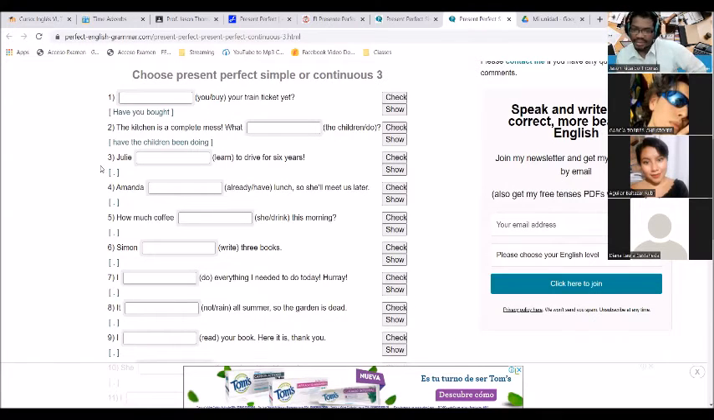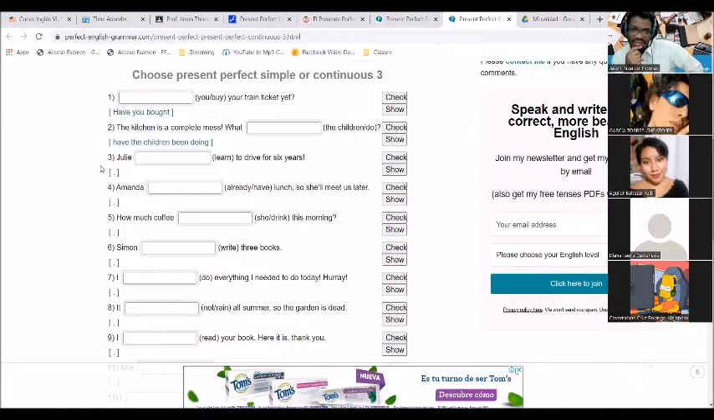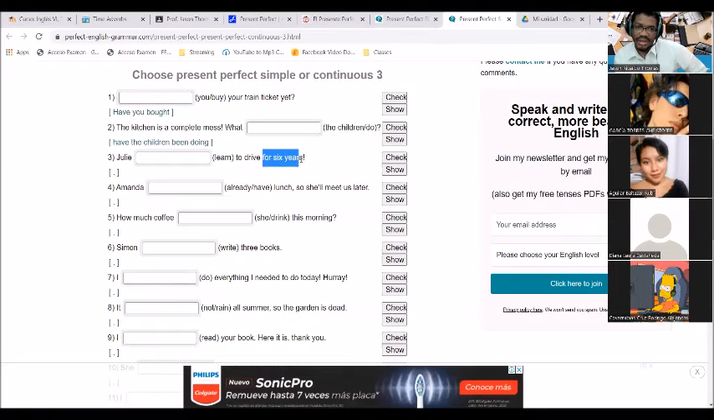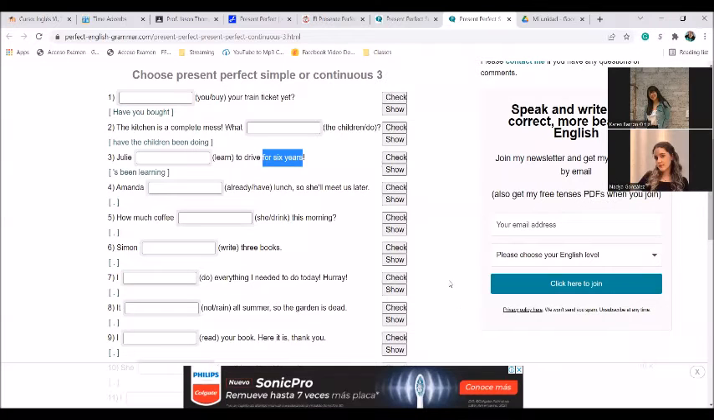Rodrigo, number 3. Julie has learned to drive for 6 years. All right. We see 4, 6 years. We know it's a duration of time. Has been learning. One more time. Julie's been learning to drive for 6 years. Repeat, Rodrigo. Julie's been learning to drive for 6 years.